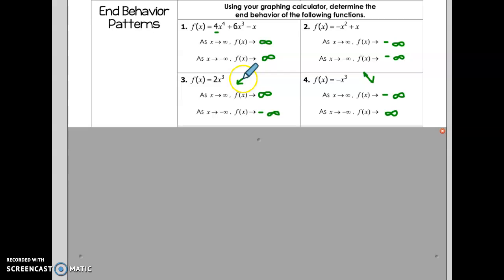As x goes to the left, y should be going down for number 3. For number 4, as x goes to the right, y should be going down. As x goes to the left, y should be going up.